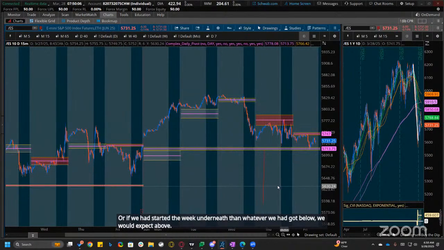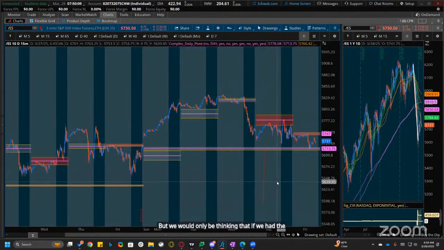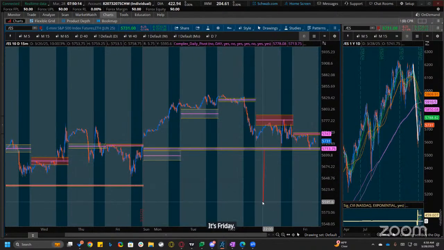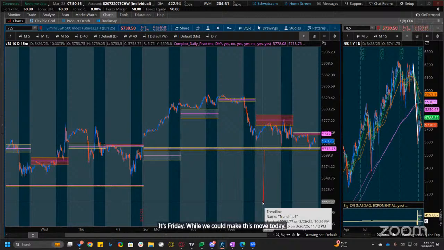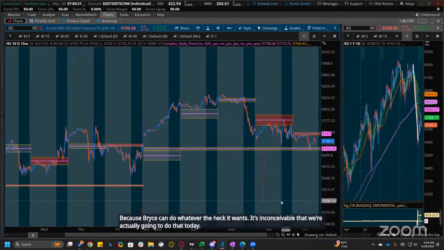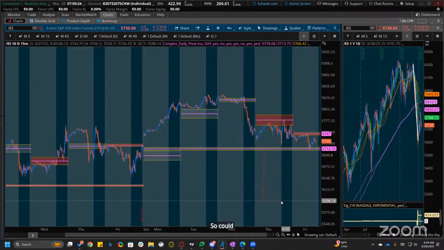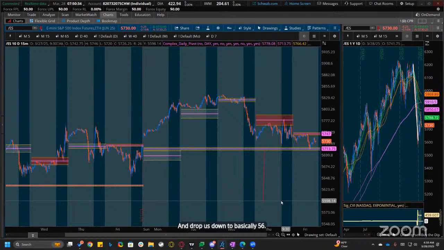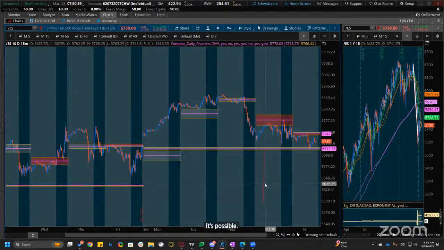But we would only be thinking that if we had the time to get that done in the week. It's Friday. While we could make this move today, because price can do whatever the heck it wants, it's inconceivable that we're actually going to do that today. So could we? Yes. Headlines could get really bad. Something could really shock the market, catch everybody off sides, and drop us down to basically 56. It's possible. It's not likely. But that would be reciprocation.